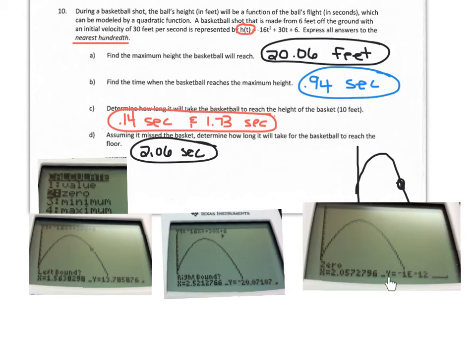So basically, that's equivalent to the number 0. It's so small that it implies it's 0. So it's crossing through the x-axis at 2.060. So the x value represents the time, so that's when it would hit the ground, at 2.06 seconds.